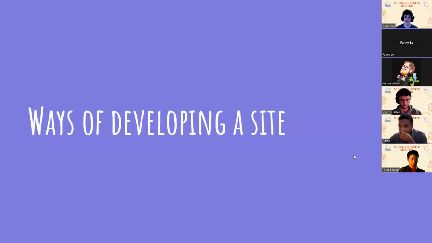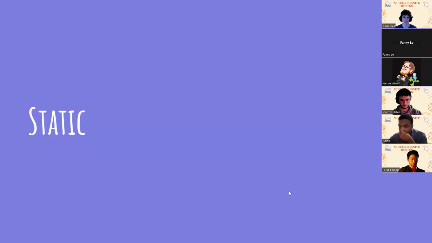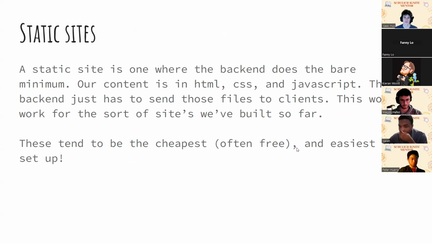So there's a few different ways we can develop a site. Actually, there's static sites. This is kind of what we've been doing so far. The backend does the bare minimum, or sometimes there isn't even a backend. It's just HTML, CSS, and JavaScript, and it's just to provide information or show you something. So this usually doesn't include something where you can log in.